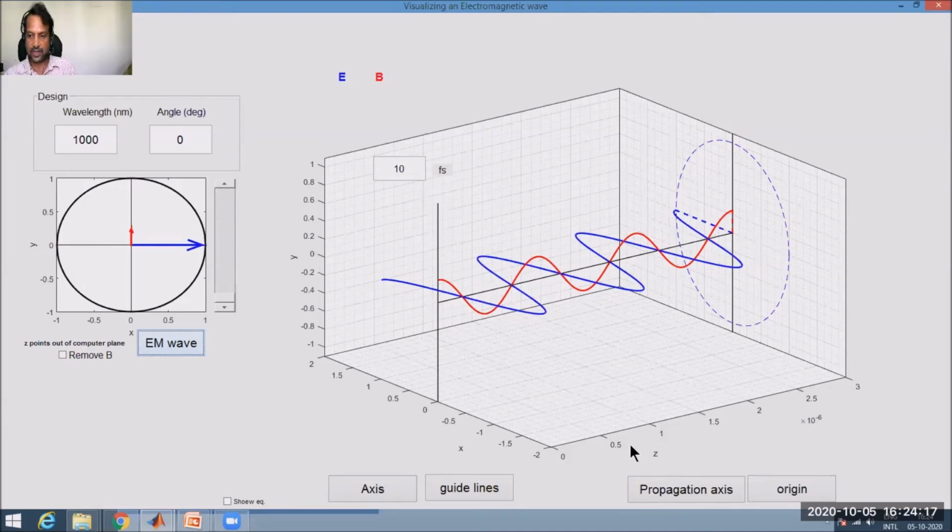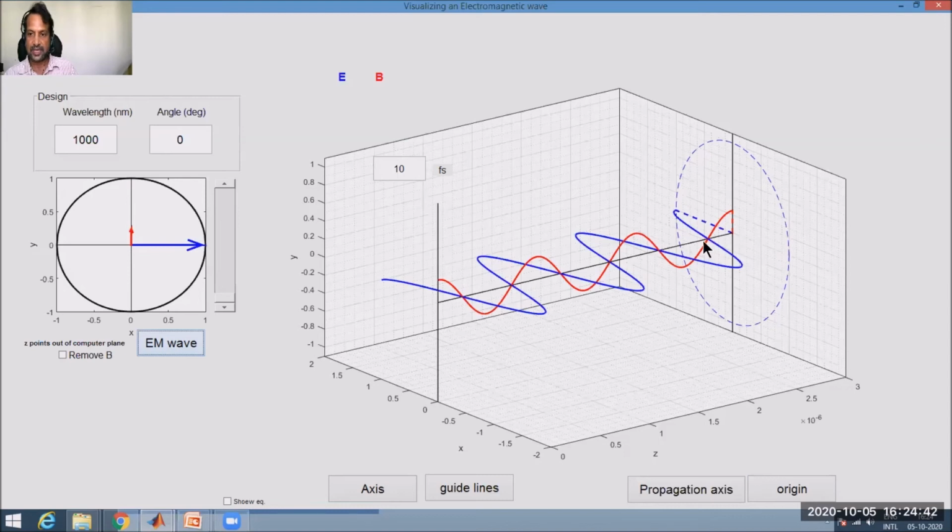Now look at the numbers. The Z axis is going from 0 to 3 into 10 power minus 6 meter, that is 3 microns. So within the 3 microns, it is 1, 2, and 3 for the electric field. For the magnetic field, 1, 2, and 3. So 3 microns divided by 3 is 1 micron. Hence the wavelength is 1 micron or 1000 nanometers.